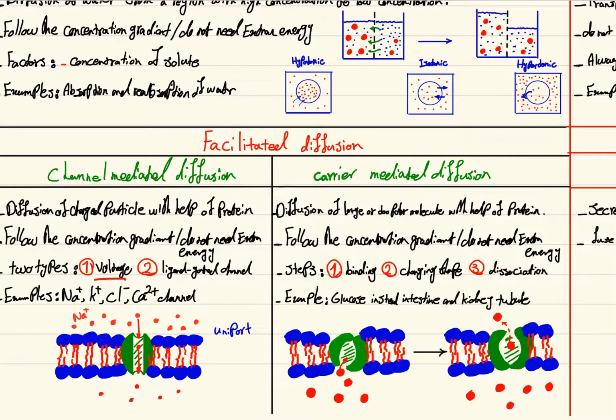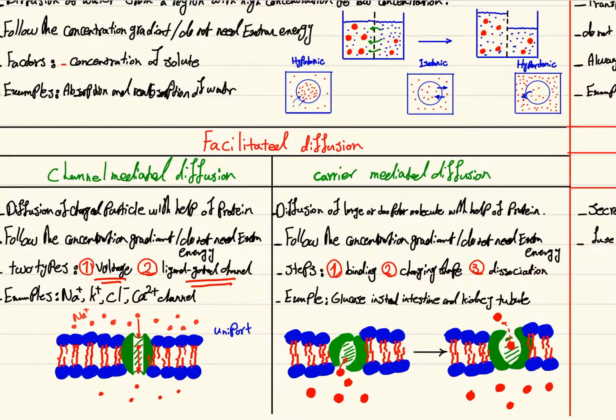Now we have two types of channel-mediated diffusion. As you can see here, one of them is the voltage-gated channel, the other is the ligand-gated channel. What is a voltage-gated channel? Voltage-gated channels open due to a change in the charge on each side of the cell membrane. So when the potential on both sides of the membrane changes, this channel will open, like the calcium channel at the end of neurons.